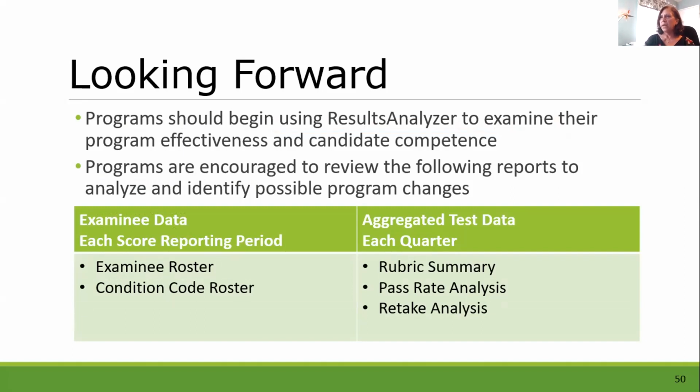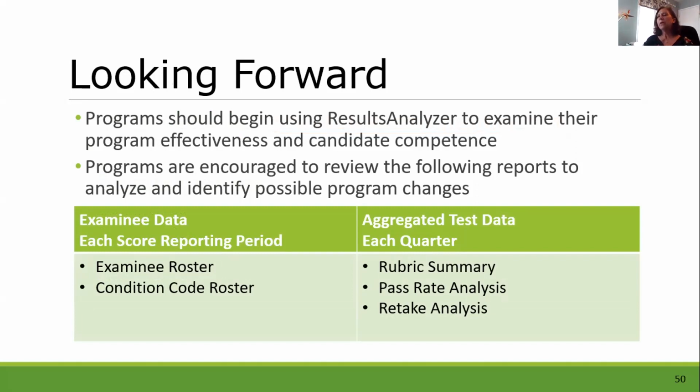But hopefully all of you are aware that Results Analyzer is a tool that we've provided for you to take a look at your data month by month, scoring window by scoring window, and then year by year. And we do provide the state averages. Programs are encouraged to review the following reports. For each score reporting period, which is basically coming along every month of the year, we hope that you are really getting into your data and looking at who has registered, who are you expecting to submit, and then also looking at the condition codes to see which condition codes are the most prevalent in your program. We would hope you're doing that every month, and then helping candidates not make those condition code missteps.